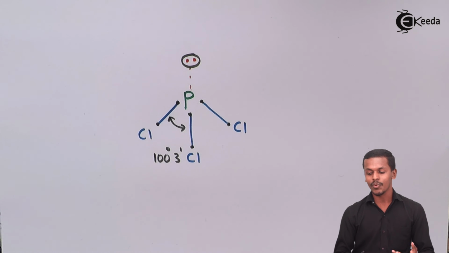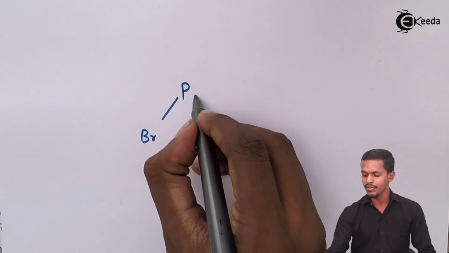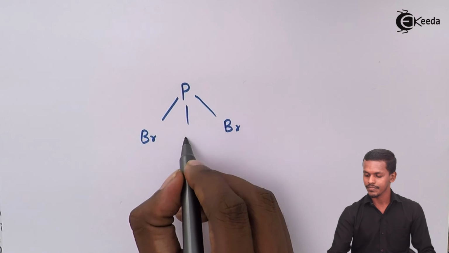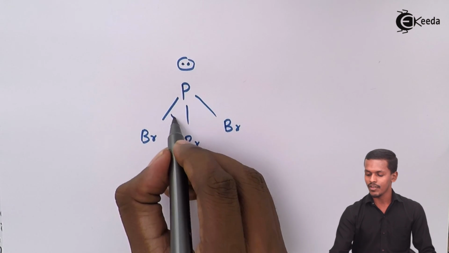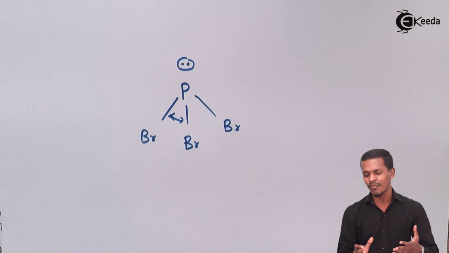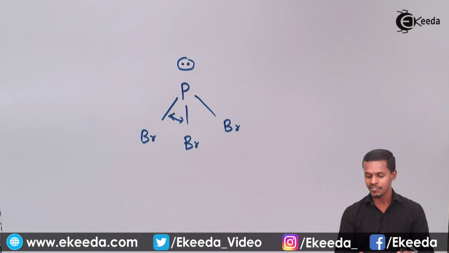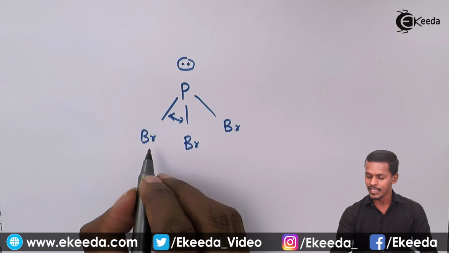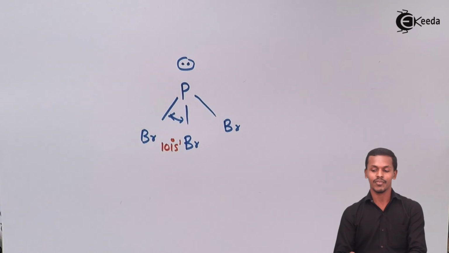Similarly, if we are talking about PBr3, this is PBr3 that I am talking about, and again it has a lone pair of electrons here. Now the bond angle of this, because bromine is much less electronegative compared to fluorine and chlorine, obviously there will not be that much repulsion compared to fluorine and chlorine, and that's the reason the bond angle is found to be 101 degrees 5 minutes.